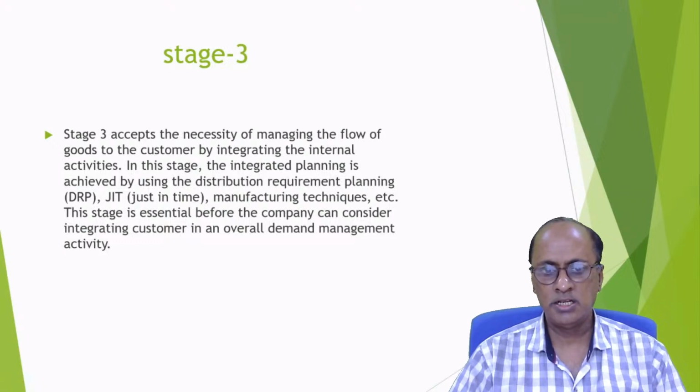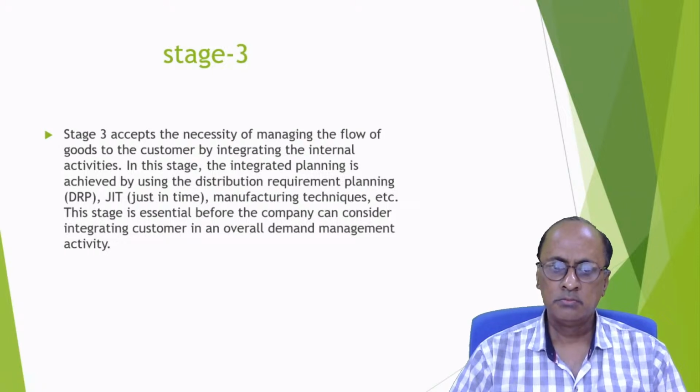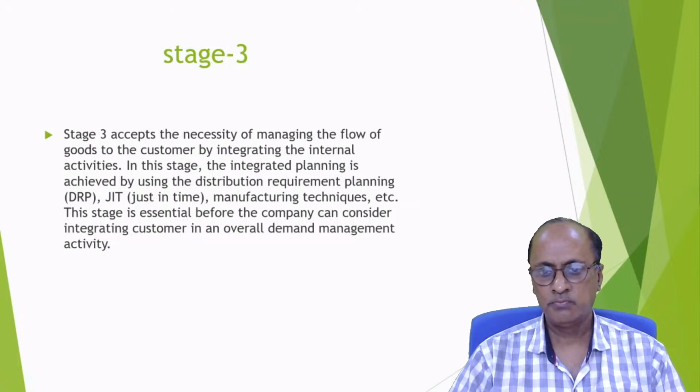The third stage is the necessity of managing the flow of goods. So here we make an integrated planning. The integrated planning consists of DRP and just in time, which is a production technique, a manufacturing technique, etc. This stage is essential before the company can consider integrating the consumer.